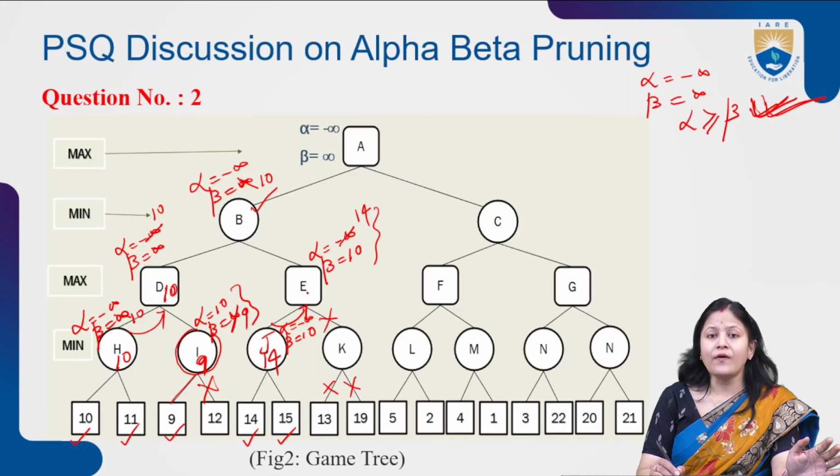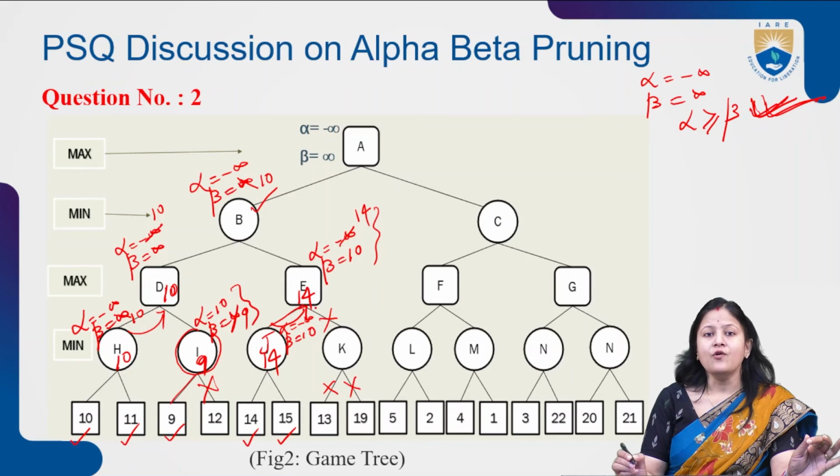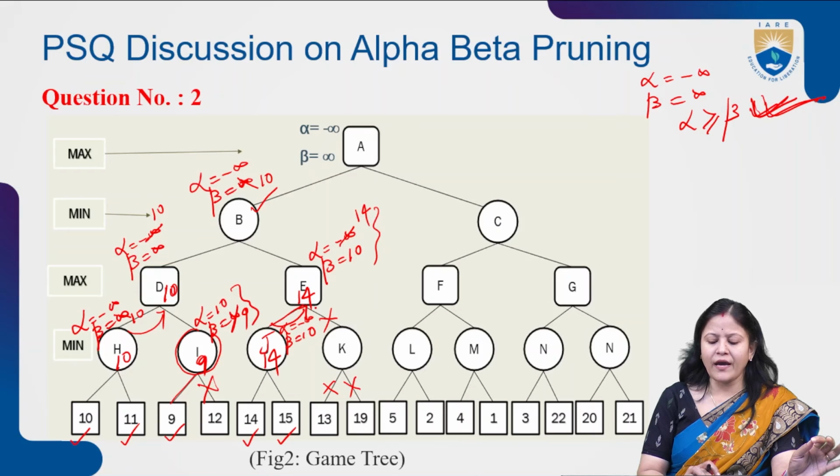Now what would be the node value of E? Because E is having only one child whose value is 14, definitely the value of E would be 14 now. We got the values of H, I, J, E, D, everything is done. Now find the node value of B. B is having two children, one is D, another one is E. This is 10 and this is 14. B is the minimum node, so 10 is the node value of B.